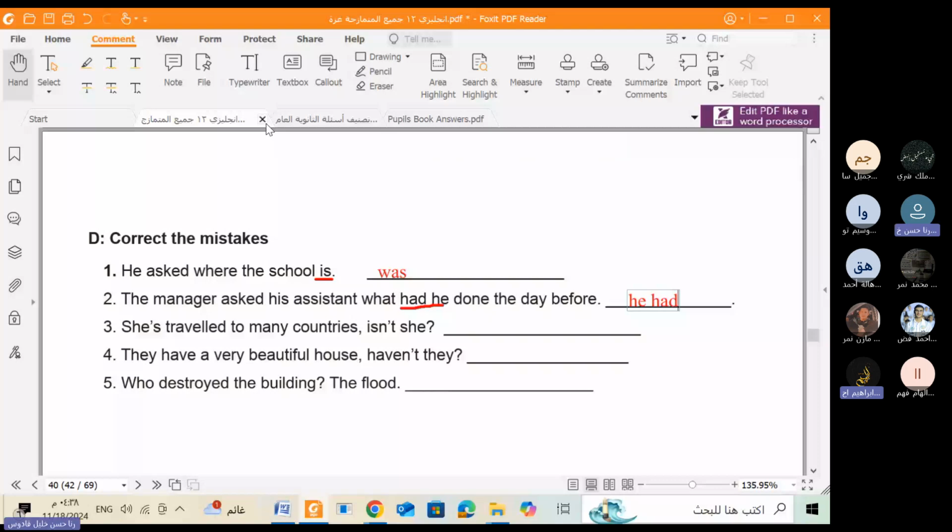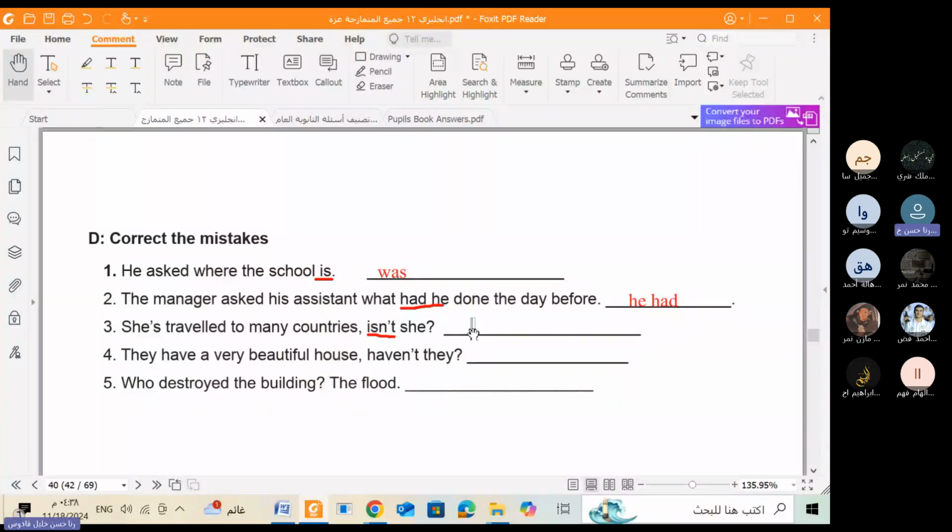She has traveled to many countries, isn't she? The correct one is not isn't, it is hasn't she? How do you know, Brian? Can you explain to us? It should be hasn't, not isn't. Because after the "s", which is verb 3, if there is a verb 3 it will become has.